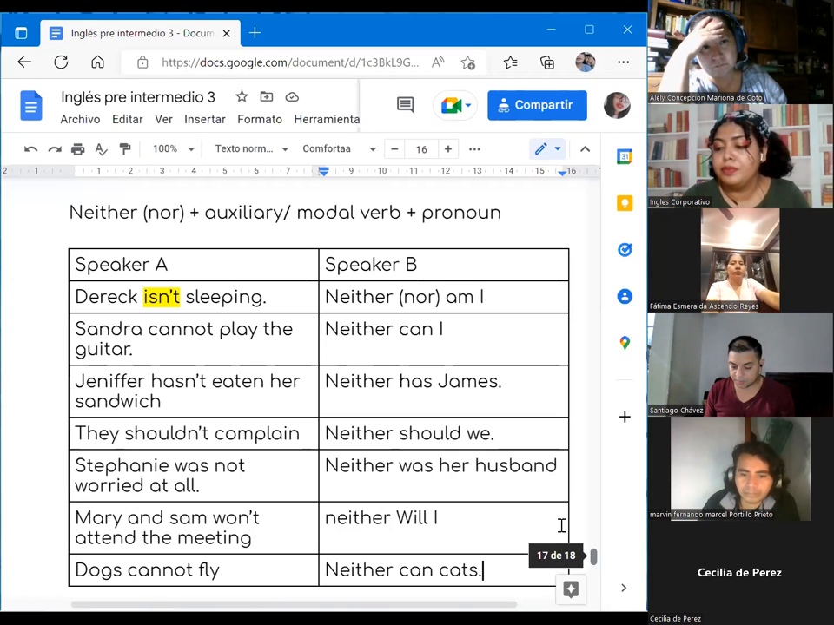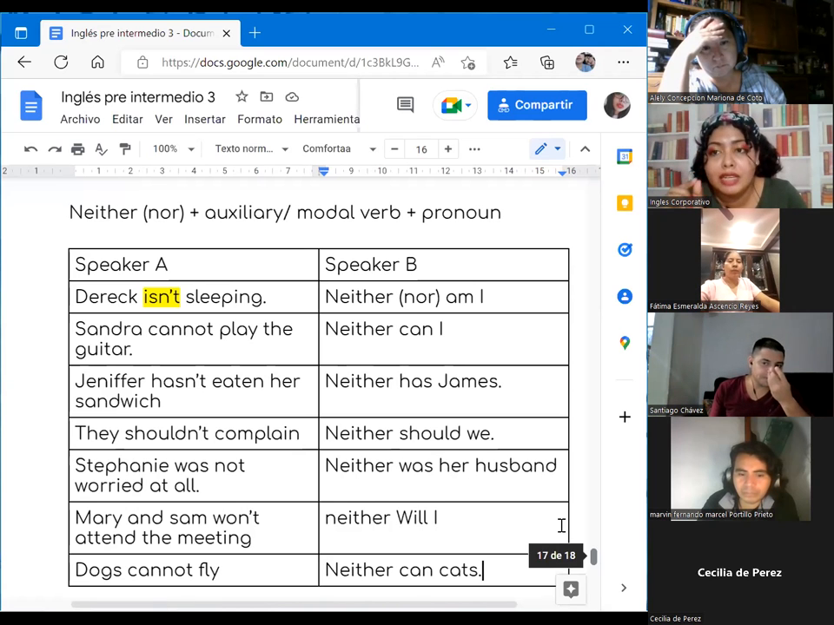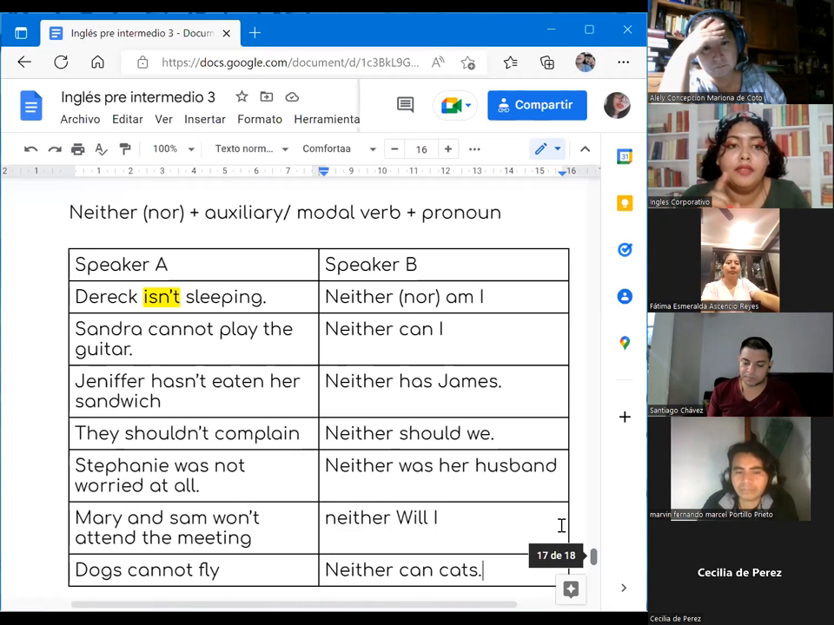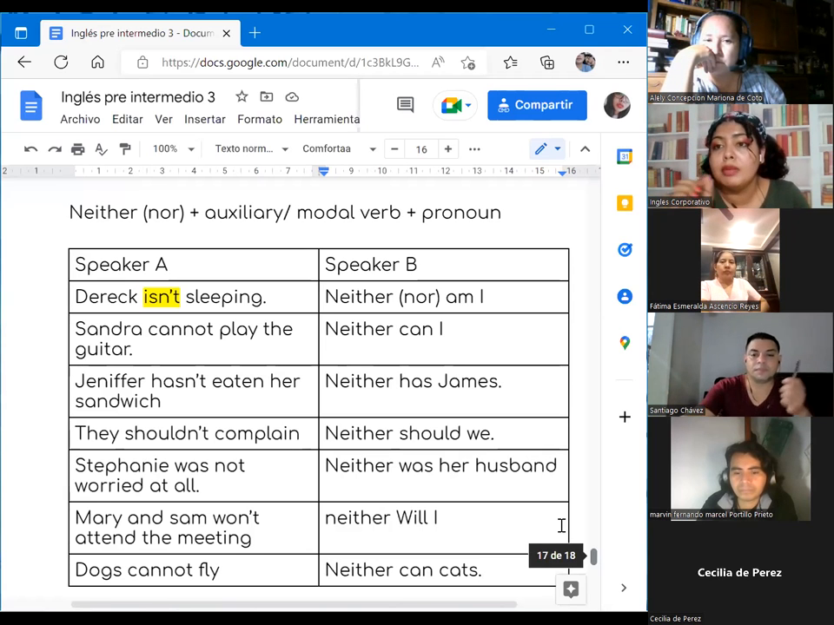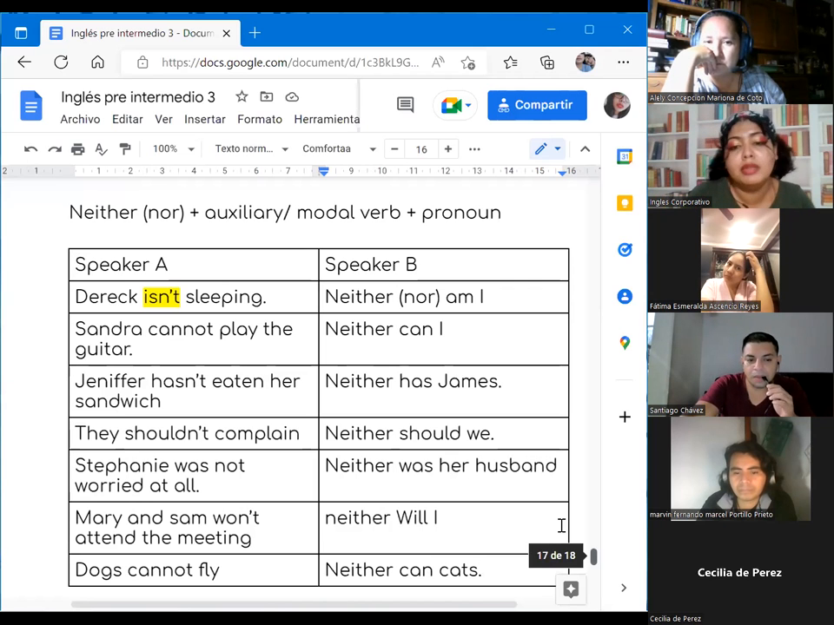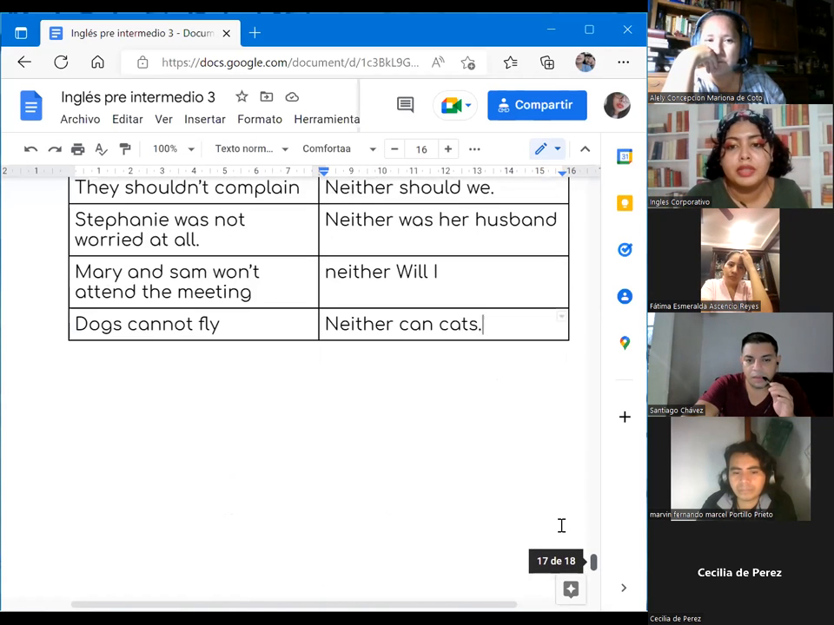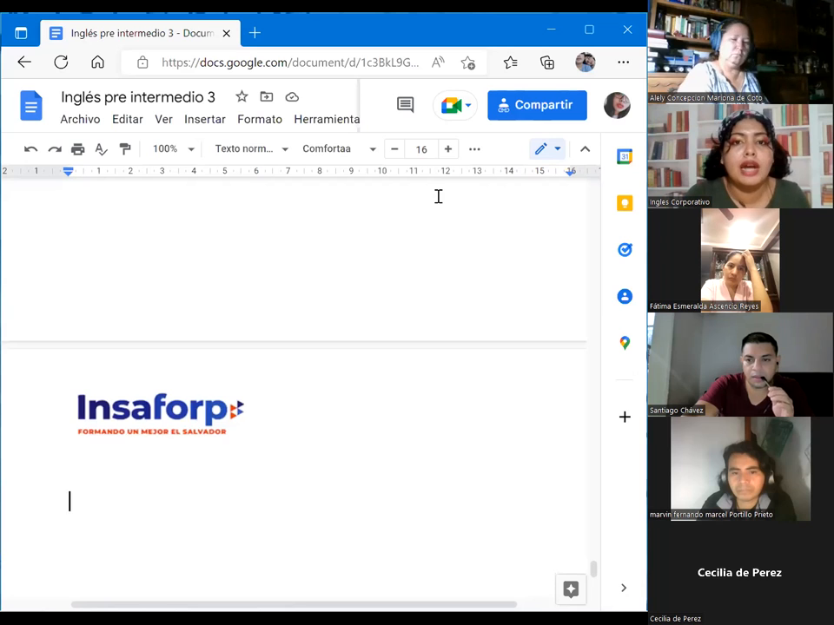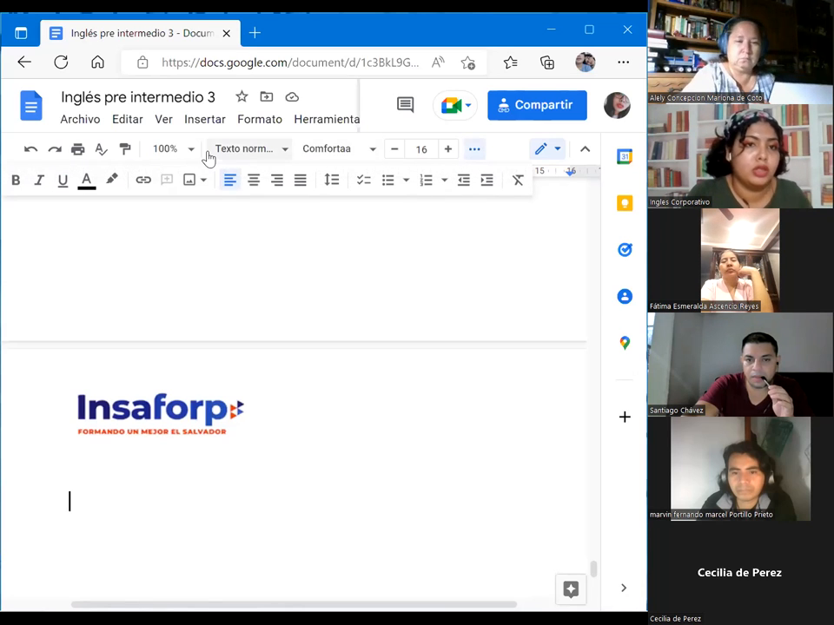Pero en este caso, otra cosa diferente con el either. Si bien es cierto que representa algo negativo, aquí sí tenemos que poner los negativos. For example, in the first one, I am not either. Aquí sí vamos a utilizarlos todos. Le vamos a poner siempre el not. But we are going to see the examples. And remember that you have this information on the document, so don't worry.